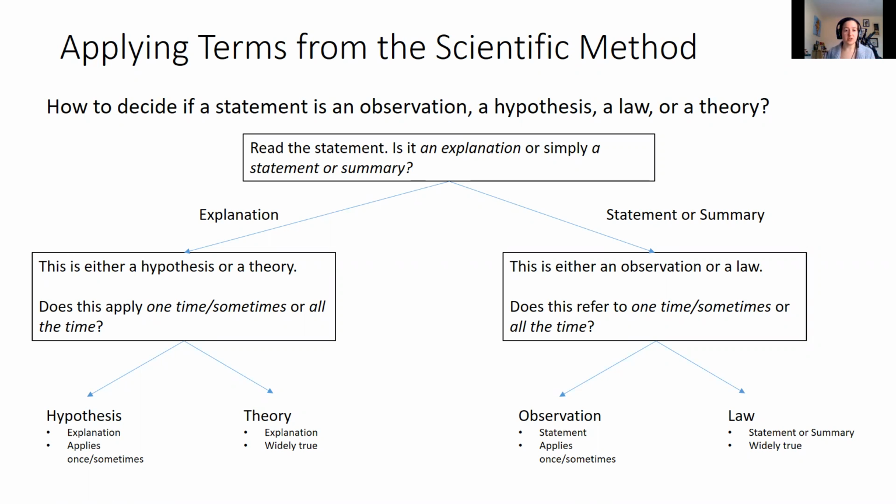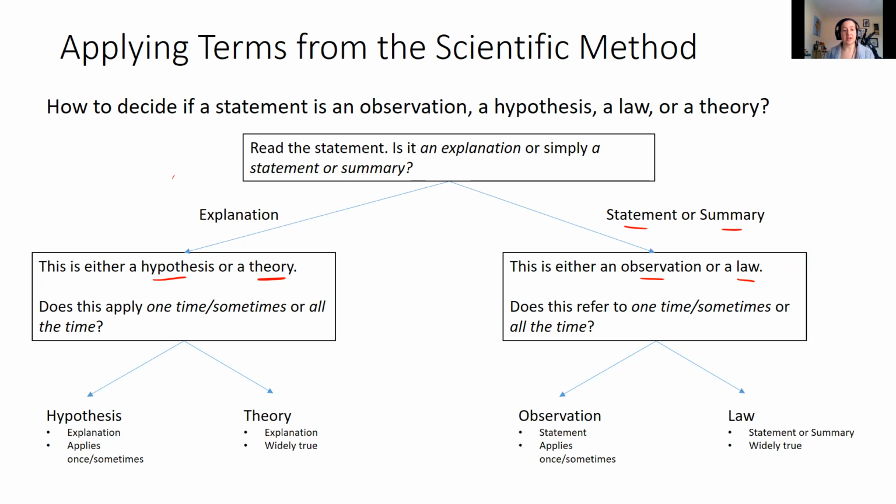So the basic flowchart starts with the question or starts with the idea. We're going to read the statement and decide if that statement is an explanation or is it simply a statement or a summary of something? So does it explain or does it simply state something? If it explains something, then that's either a hypothesis or a theory. Whereas if it's simply a statement or a summary, that's going to be either an observation or a law. So just that first question is going to allow you to cross off half the choices.